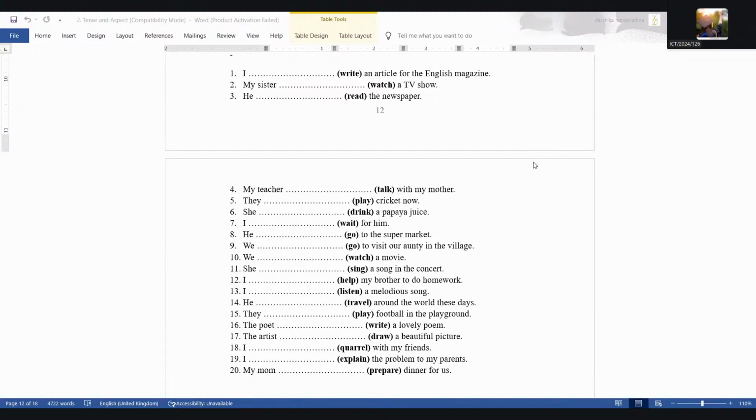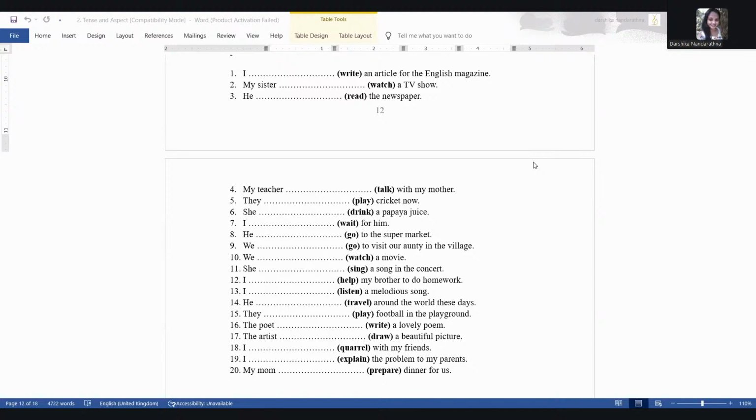I am waiting for him. He is going to the supermarket. We are going to visit our auntie in the village. We are watching a movie. She is singing a song in the concert.